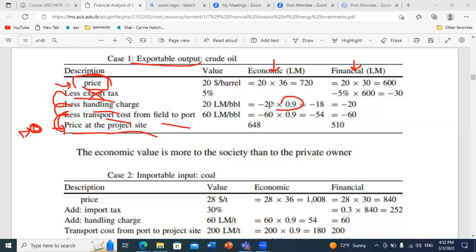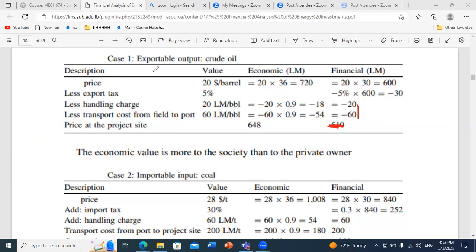Okay? Doctor, also in the financial analysis, I mean the price at the project site in the financial analysis, it doesn't come out to 510. If we subtract 600 minus 30 minus 60 minus 20, it doesn't come out to 510. It might be that there is an error in calculation. Okay, I will check for this. Yes, exactly. It's a calculation error. We'll fix it. Okay, thank you. Welcome.